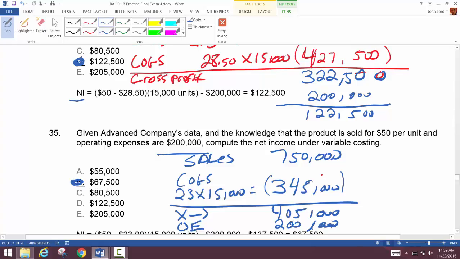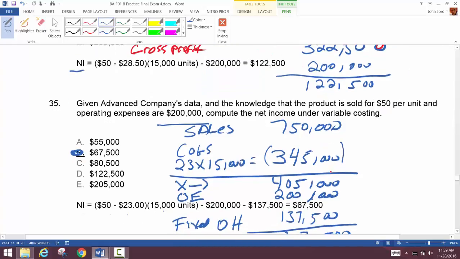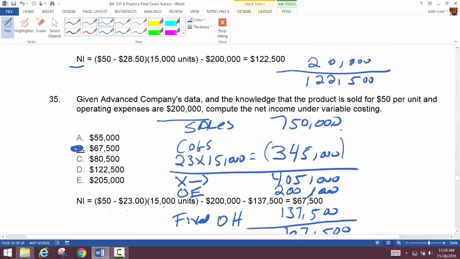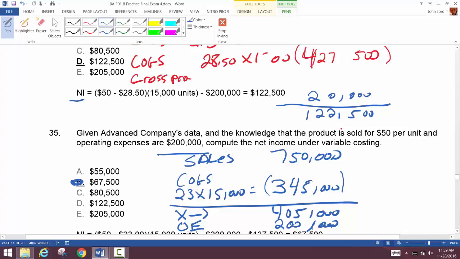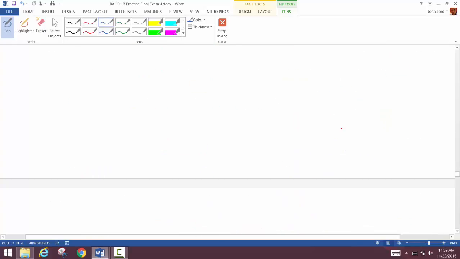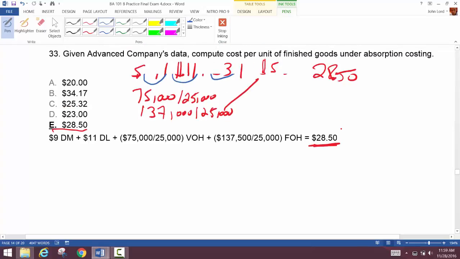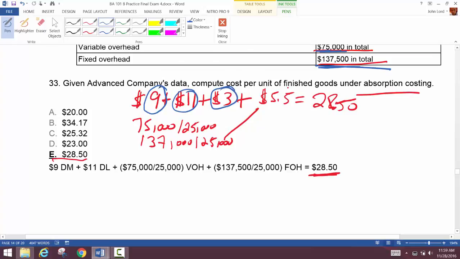Oh, yeah. The difference now is going to be the fixed manufacturing overhead that's still sitting in inventory. If I look at these numbers over here, they produced how many units? 25,000? The fixed manufacturing overhead per unit is what? 550? Right? Fixed manufacturing overhead per unit is 550.